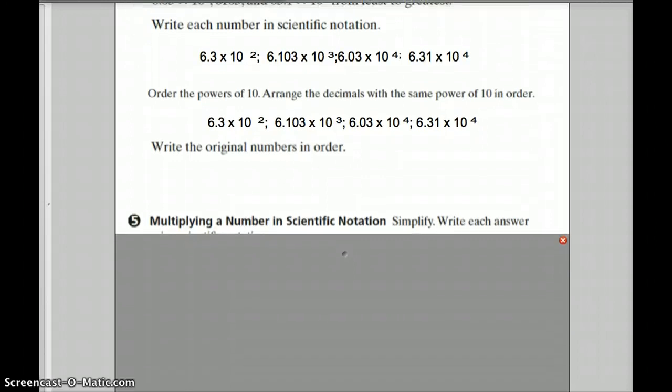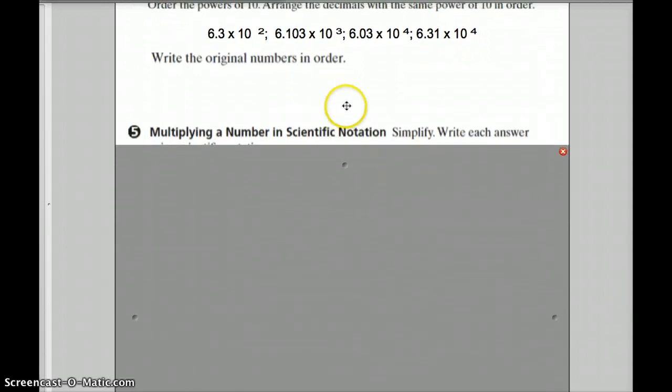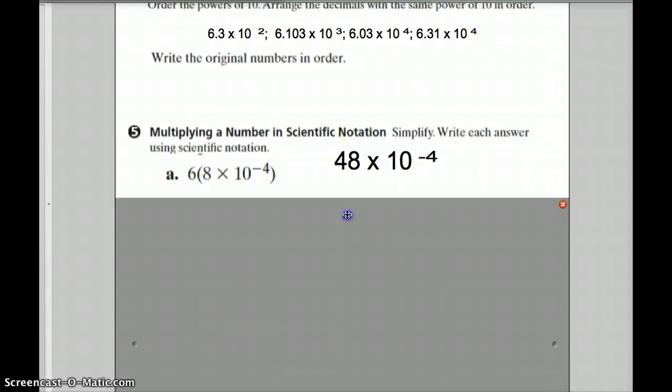Multiplying numbers in scientific notation. We have 6 times the parenthesis, 8 times 10 to the negative 4. Okay, so what we can do here is take the 6 times the 8 and we get 48 and then multiply it by 10 to the negative 4. So we get 48 times 10 to the negative 4.